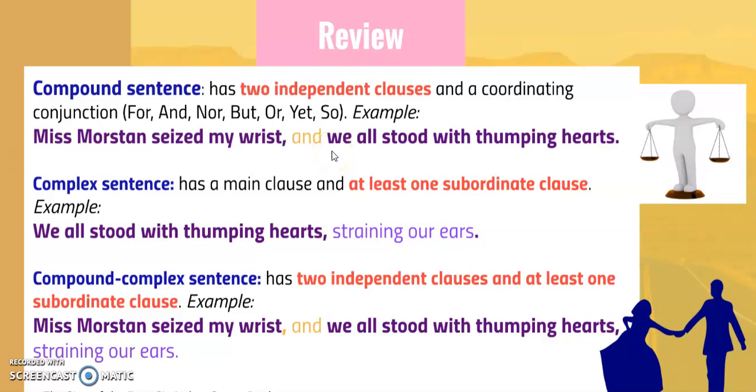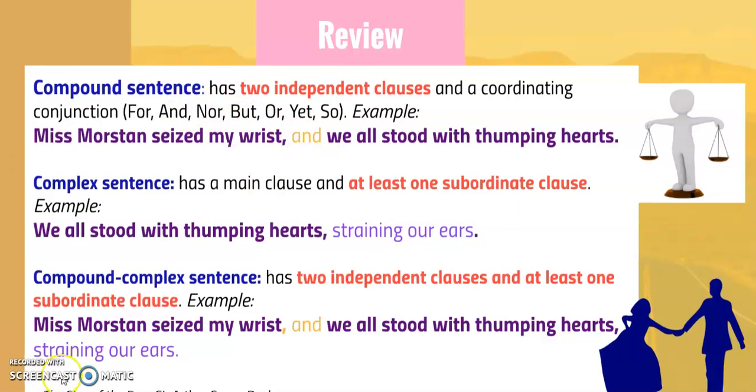Because these sentences make sense by themselves, they're called independent clauses. A compound sentence has two independent clauses, which are joined with a coordinating conjunction, often known as a fanboys conjunction: for, and, nor, but, or, yet, and so, and we can see that and is here. Most of the time we have a comma before the conjunction, and the two ideas are of equal importance, which is why we have a figure of a person holding equally balanced scales.